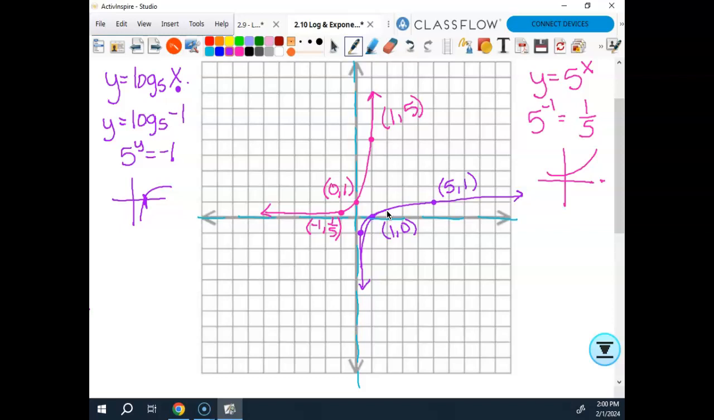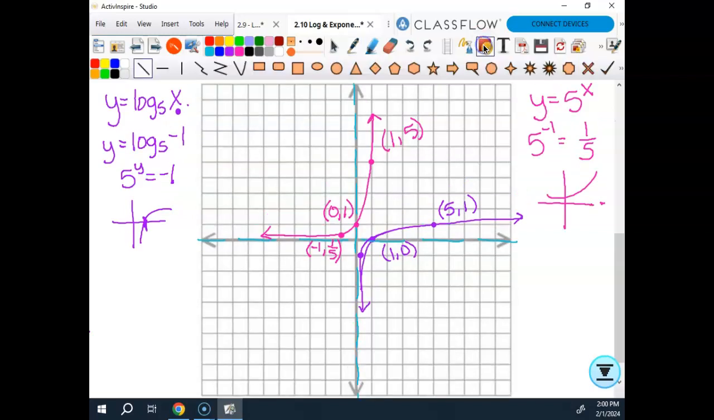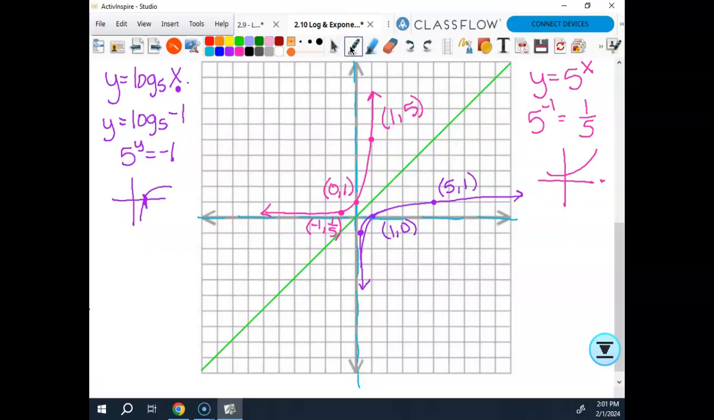So since these are inverses, these are reflections in which line? Y equals x. Very good. So let's sketch that line in. I'd put it in as a dotted line if I were you, but it's easier for me up here just to make it like a bright green line or something. So I'm going to cheat and do that.